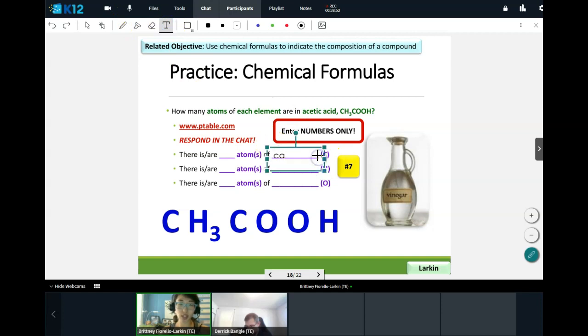What about capital H? Again, it's a single letter. We don't see any lowercase letter after it, so this is just hydrogen, yes. And capital O is what? Yeah, capital O is oxygen.